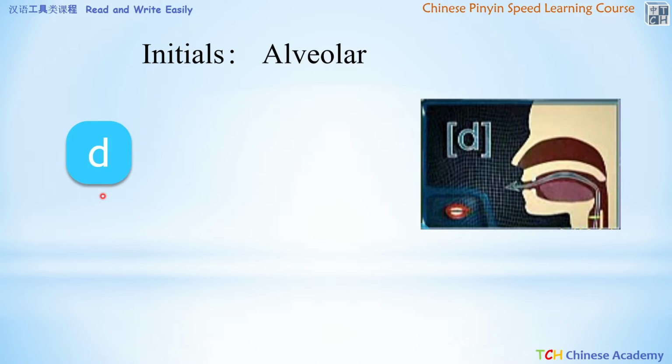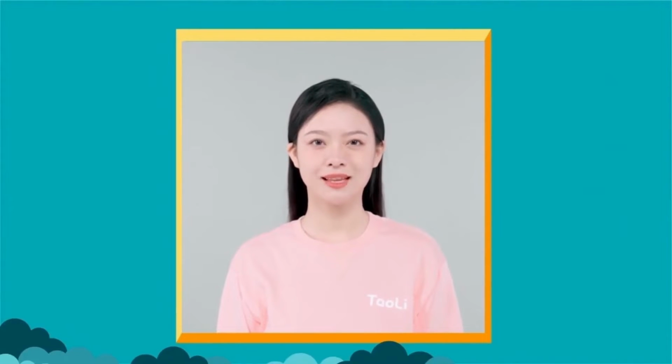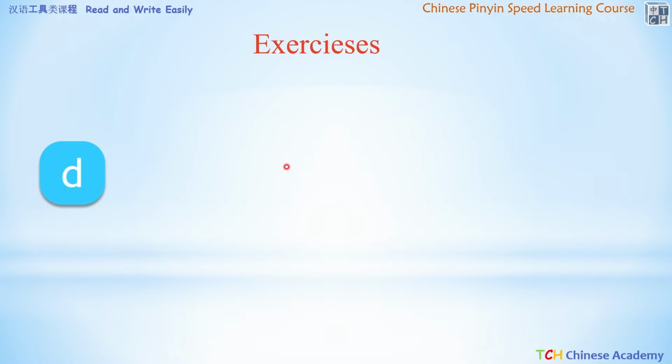D. This one is very simple, as you can see. And when we pronounce it, we try to touch the tip of the tongue to the upper ridge of the teeth. And then drop the tongue to let the air out. And this sound is not aspirated. Just as in the English word, dad. So, d. Now let's look at some exercises with the d.